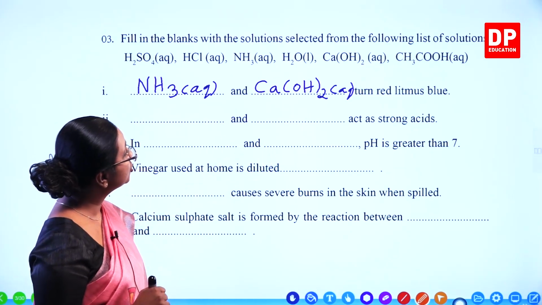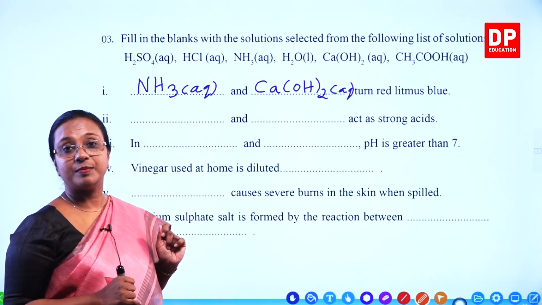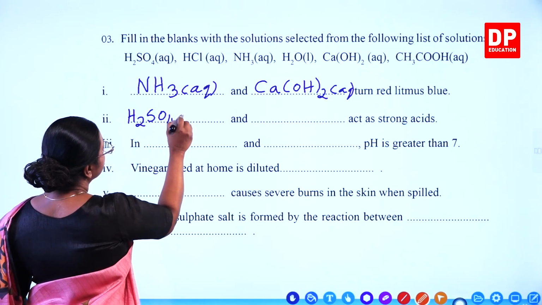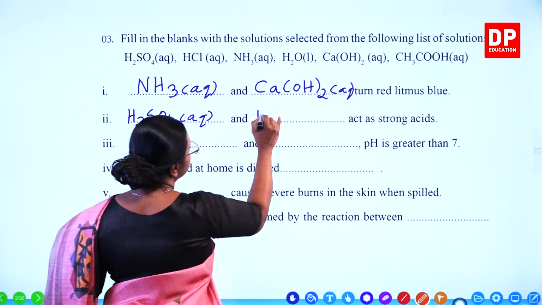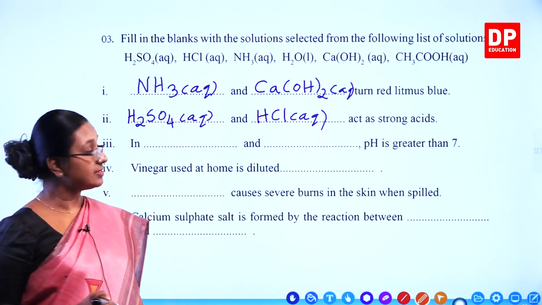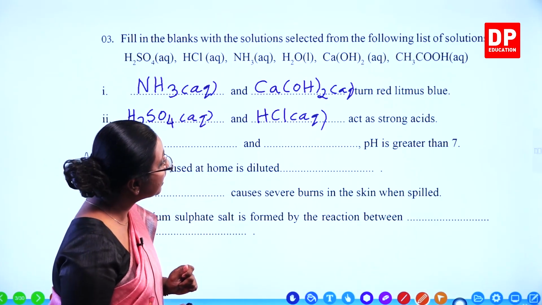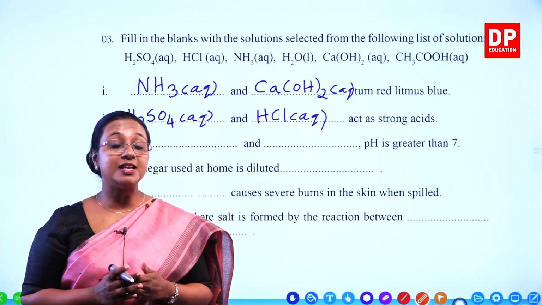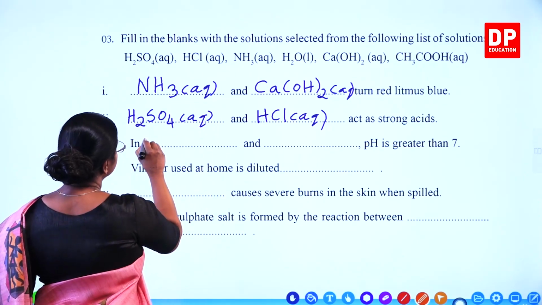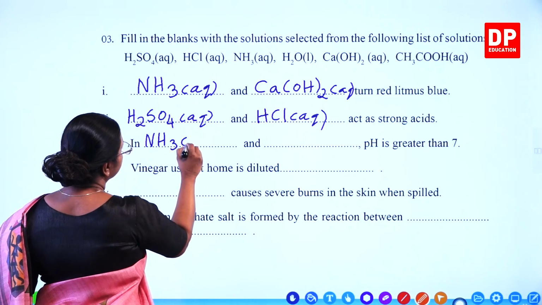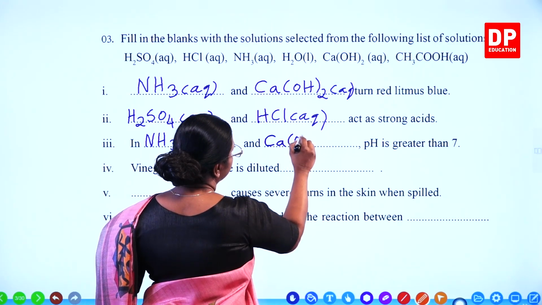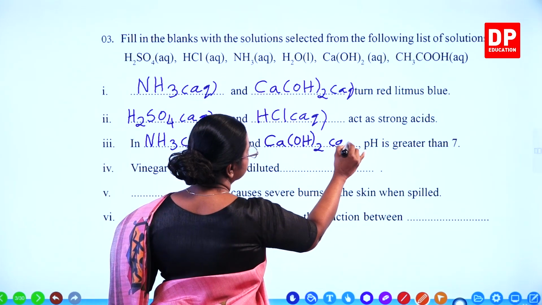Then the two act as strong acids. What are the strong acids from here? You can see H2SO4 aqueous and HCl, hydrochloric acid aqueous, act as strong acids. Then in the two, pH is greater than 7. If pH is greater than 7, again they have to be bases. So we have already identified the bases: NH3 aqueous and calcium hydroxide aqueous.